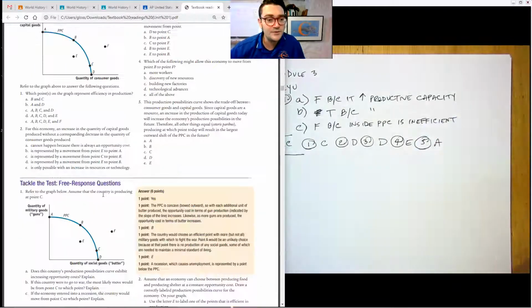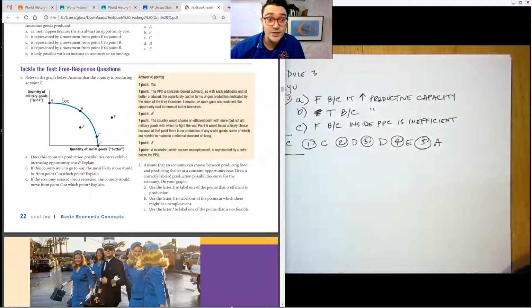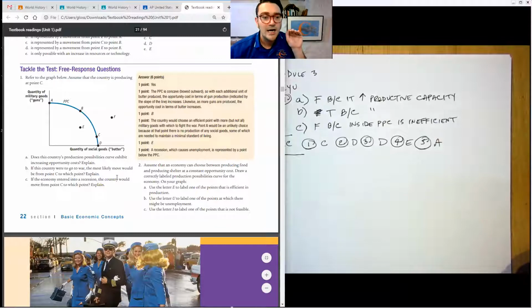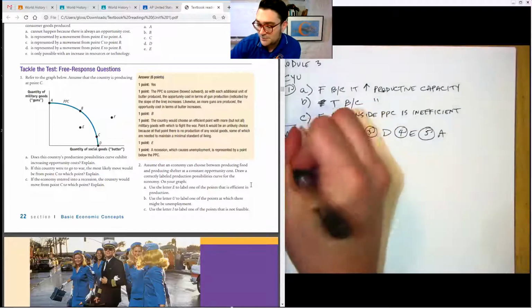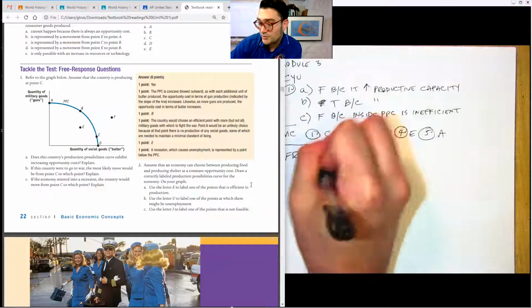Okay, let's take a look at the free response questions. This is a really good free response, the first one, so I strongly encourage you to read through that one, check it out. You're going to see a question very similar to that on the exam. Number 2, assume that the economy can choose between producing food and shelter at constant opportunity cost. Key there, constant. It's going to be a straight line. Draw a correctly labeled PPC for the economy, and then on the graph, show some letters and that kind of thing. Okay, so free response number 2.